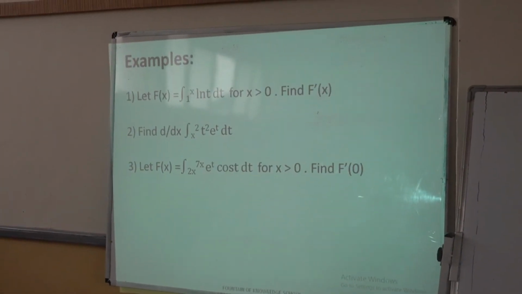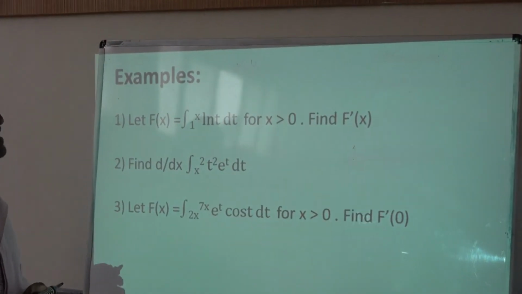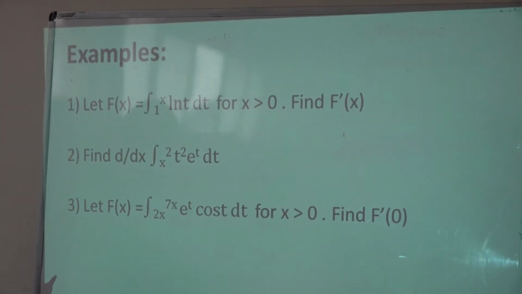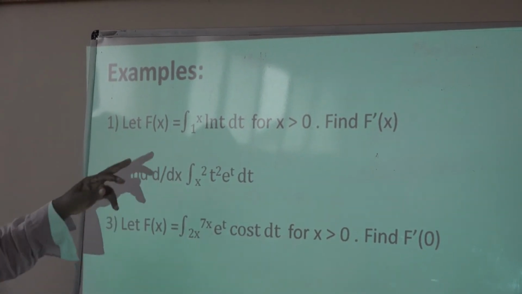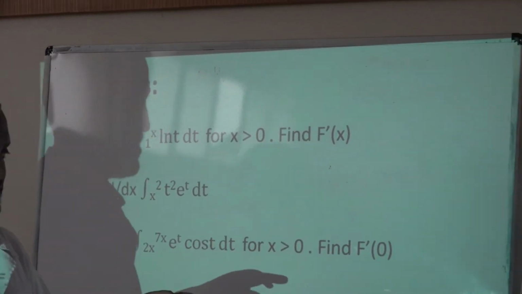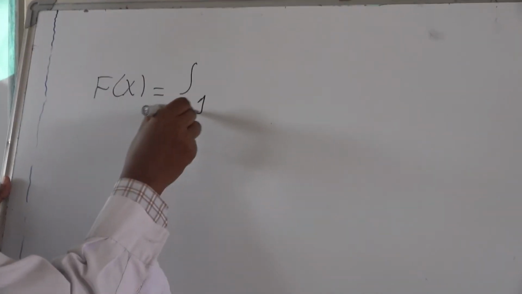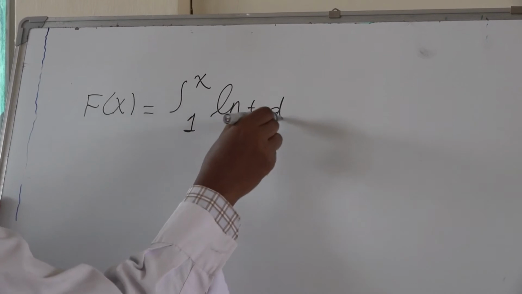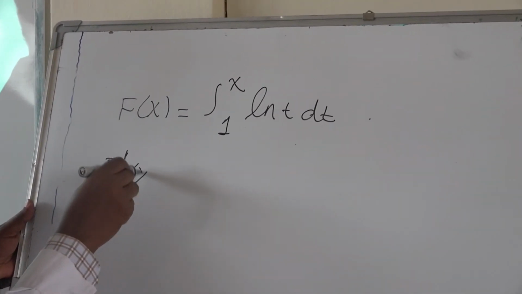Now let us see the application of this one. Here we have given capital F of x. It is defined as the integral from 1 to x of ln t dt for x greater than 0. The question is find the derivative of this function. Now, capital F of x is nothing but the integral from 1 to x of ln t dt. The question is find F prime at x.